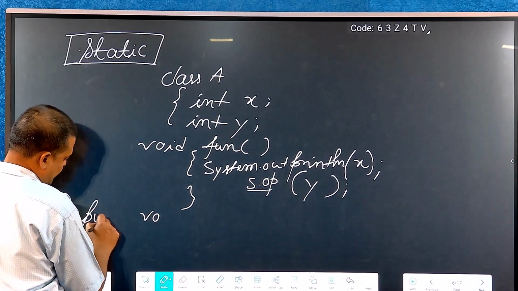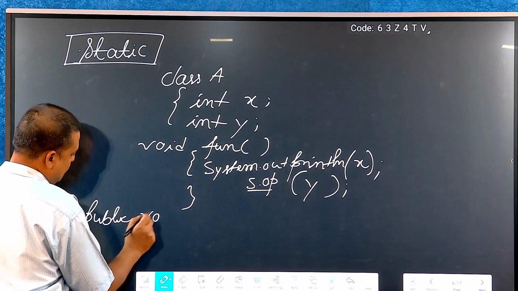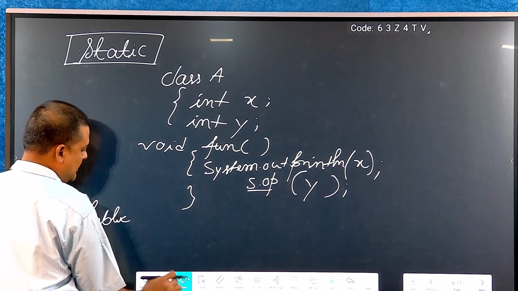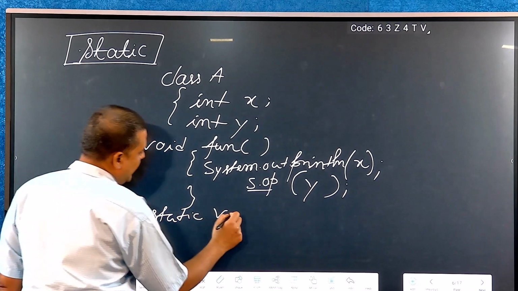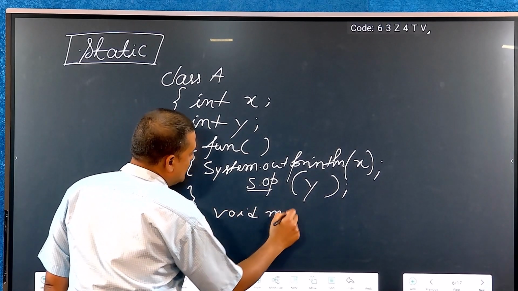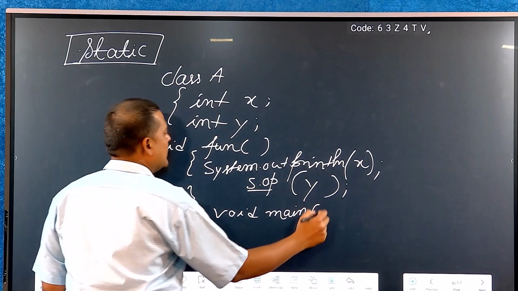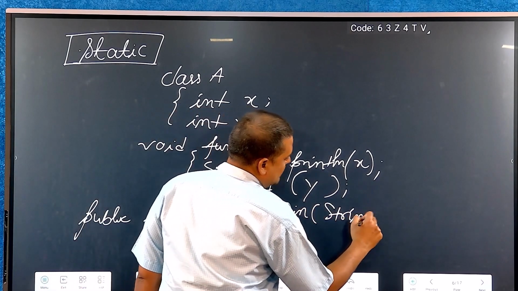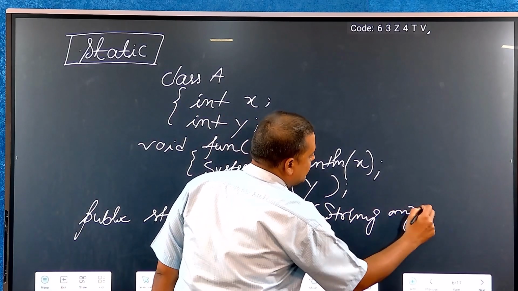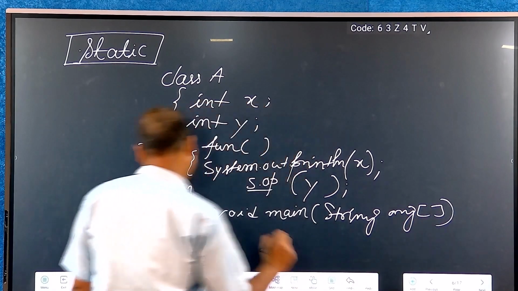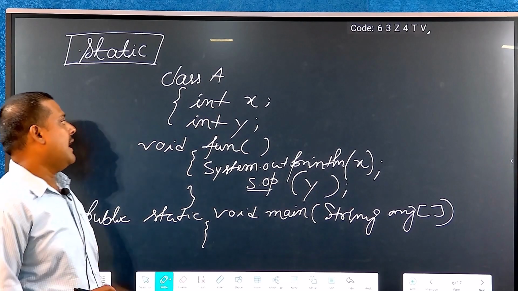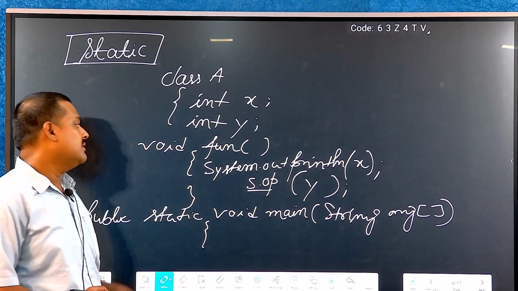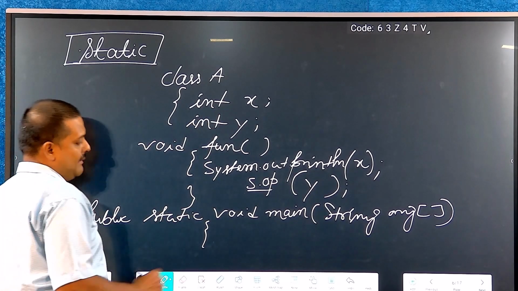public static void main, and here we have String args. Now we are trying to allocate the memory for these two. How can we allocate the memory?